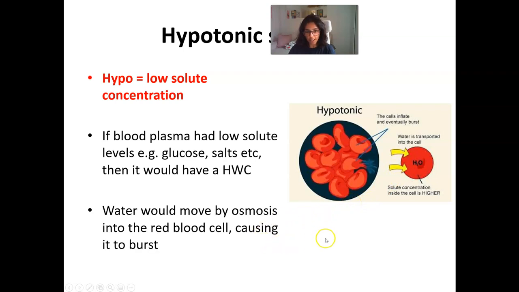We definitely don't want that to happen, and we don't want our red blood cells to burst, because remember, they do a really important job of transferring oxygen around the body.